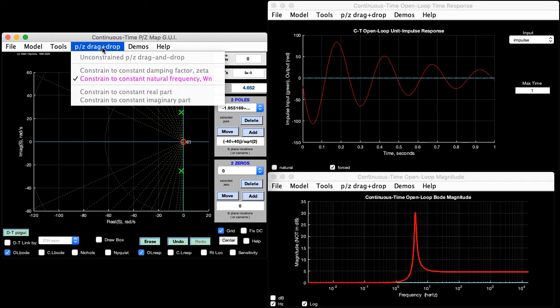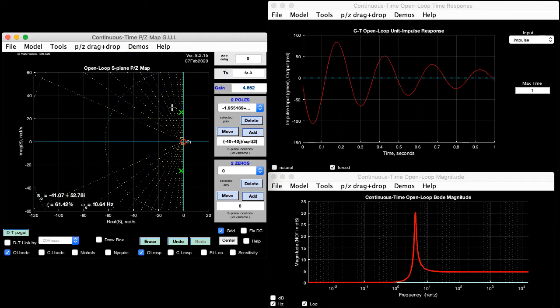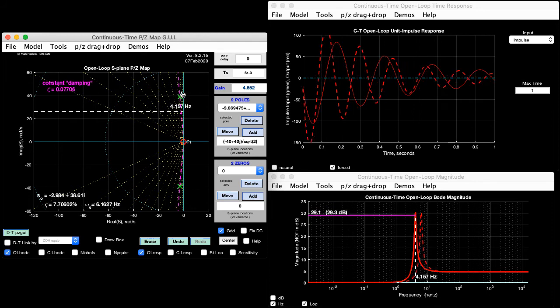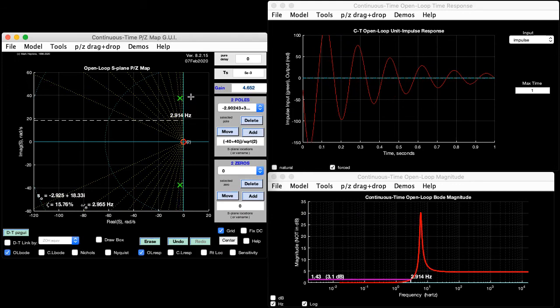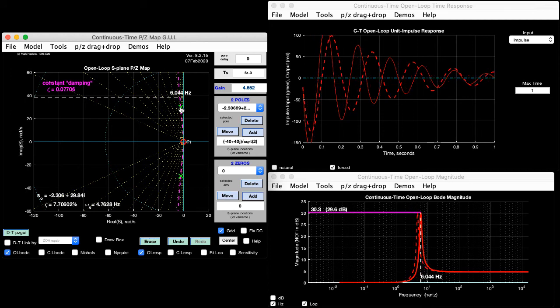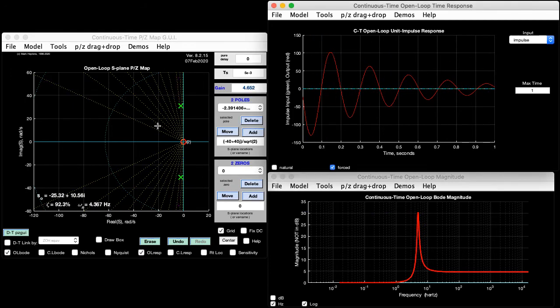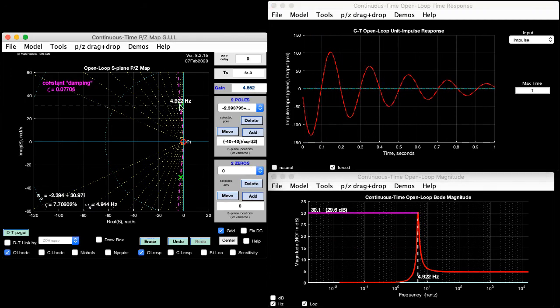Okay, so with that in mind, let me switch back to constrain to a constant damping factor and see how steep that line is. Now as I sweep omega n up and down, you can see the peak in the frequency domain down here, sweeping up and down as well. And that's pretty close to omega n. And now, if I look at the time domain, because zeta is so low, I can really see that I can have some fast oscillations and that I can have some slow oscillations.